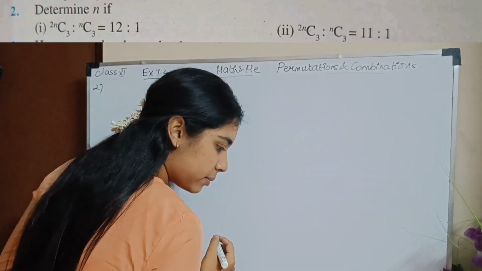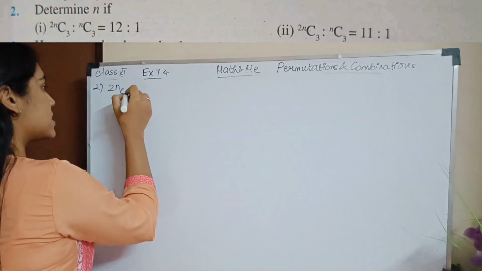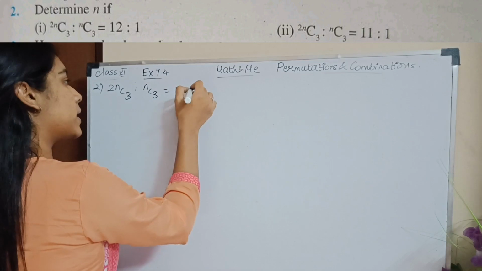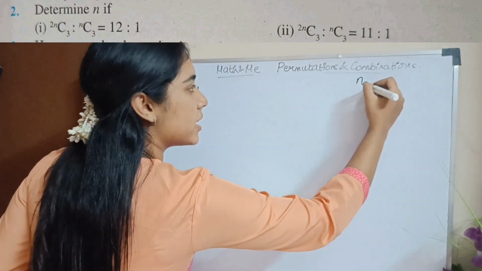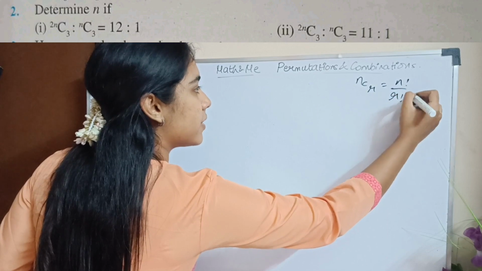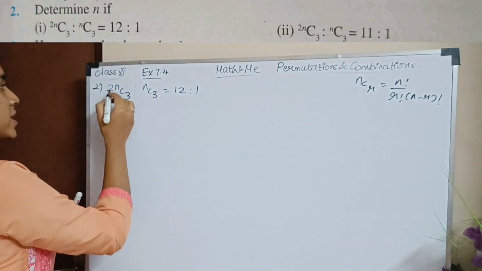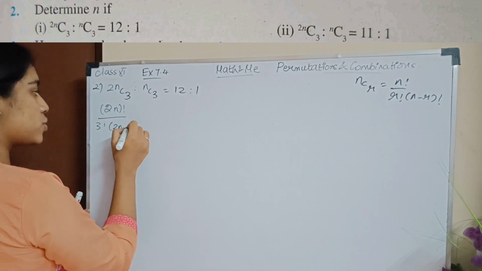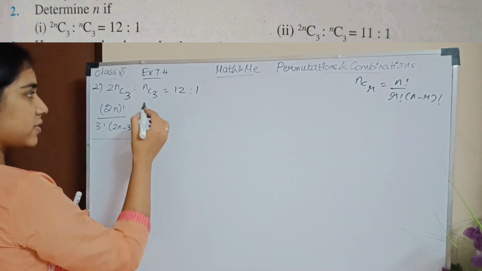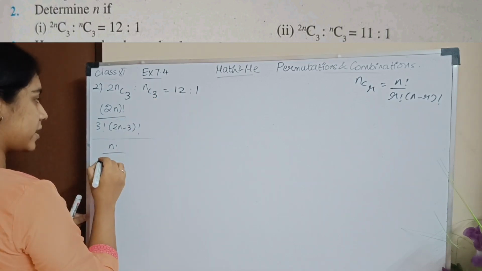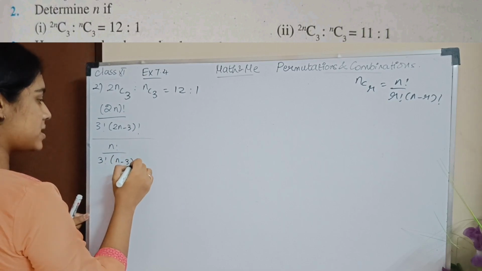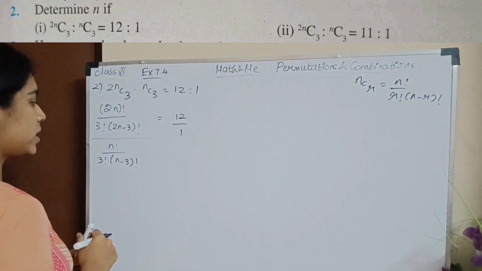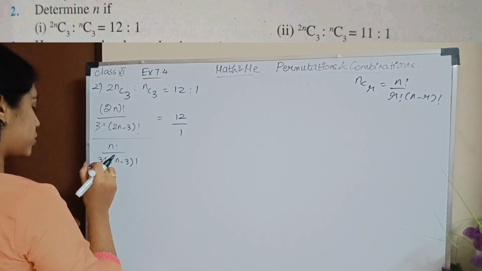Second question. Determine n if 2nC3 is to nC3 equals 12 is to 1. So what is the nCr formula? n factorial divided by r factorial times n minus r factorial. So in the place of 2nC3, I write 2n the whole factorial divided by 3 factorial times 2n minus 3 the whole factorial, the whole divided by nC3, n factorial divided by 3 factorial times n minus 3 the whole factorial, equals 12 divided by 1. The 3 factorial and 3 factorial will get cancelled.